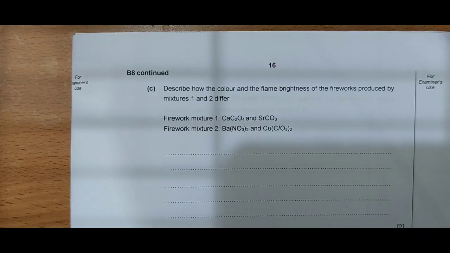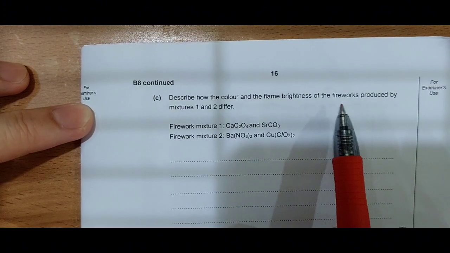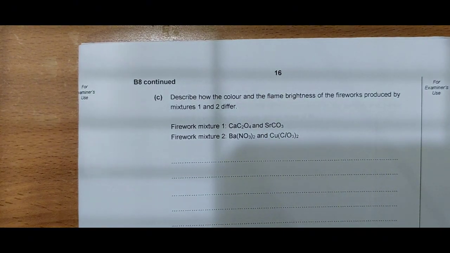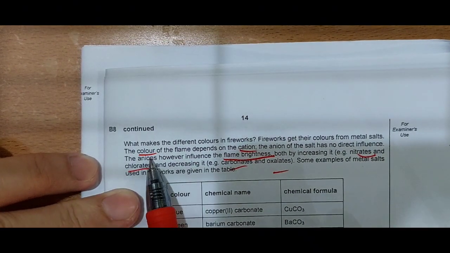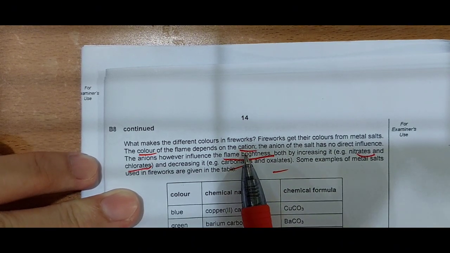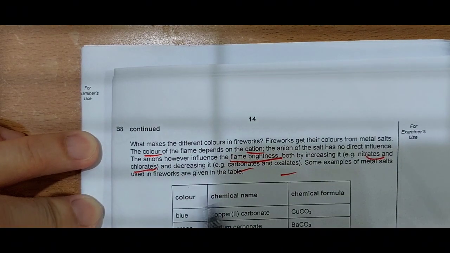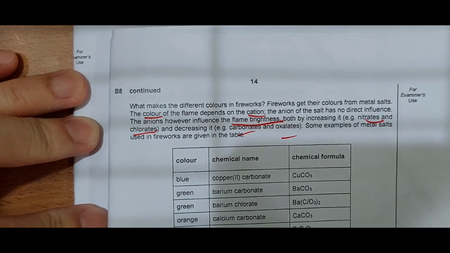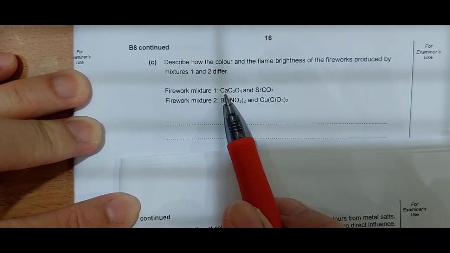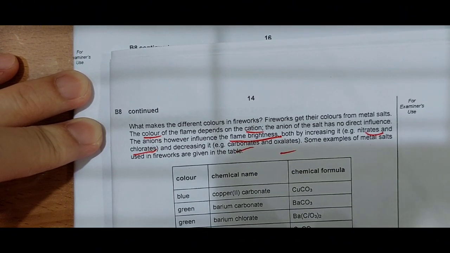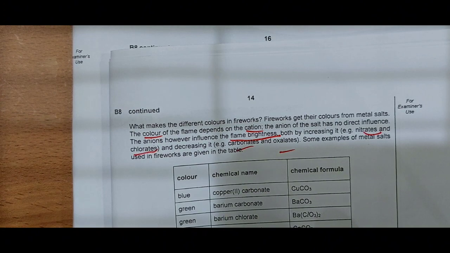Right, let's look at B8 part C. Describe how the color and flame brightness of the fireworks produced by mixtures 1 and 2 differ. So you have mixture 1 and you have mixture 2. So you need to look at the color and the flame brightness. In the question, it actually tells you the color of the flame depends on the cation, and the brightness of the flame depends on the anion. So this table basically tells you the different colors of the flame. For mixture 1, the cations are calcium and strontium. Let's look at it. Calcium is orange, strontium is red. So the flame color will be red and orange.